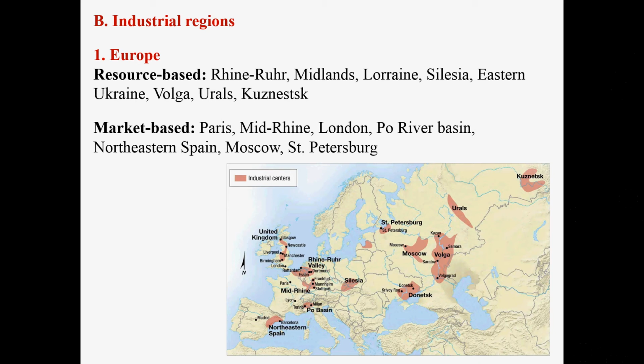Kuznetsk is one of the newer industrial regions in Russia. It was built during World War II when Western Russia was occupied by Nazi Germany. So they relied upon the new industrial district in Kuznetsk and Ural to support the fight against Nazi Germany. Again, the coal mining industry and the minerals are the basis of the industry in Kuznetsk. So these are all resource-based industrial regions in Europe.